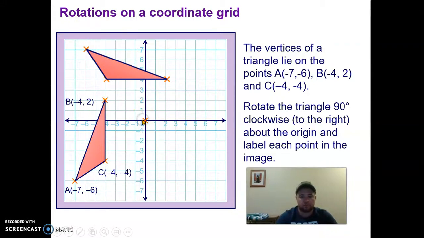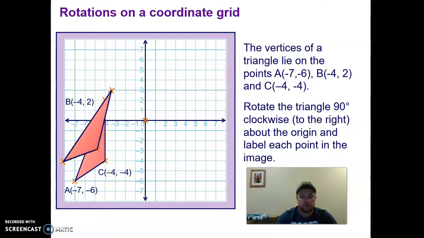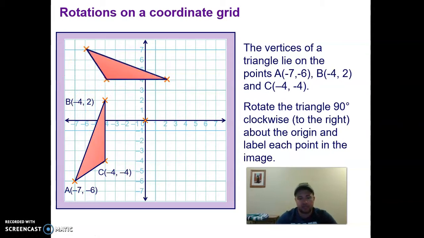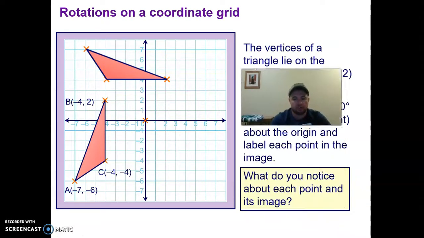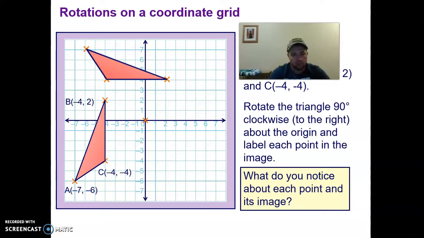Wait, we're going to see that spin one more time. And spin. 90-degree turn. What do you notice about each point, the old points, and now the new points? Our new point at A is negative 6, 7. Our new point at B is positive 2, 4. And our new point at C is negative 4, 4. What do they have in common with the old points? And what's different about them?